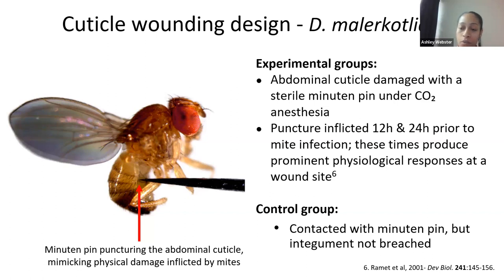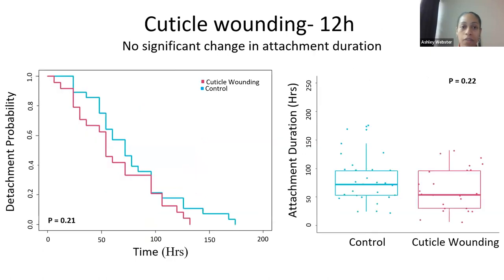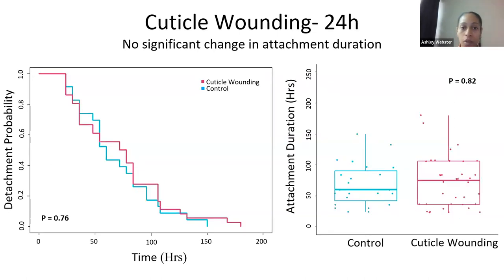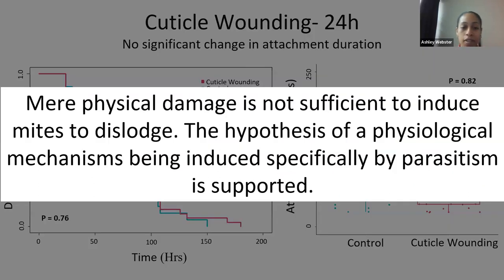Puncture was inflicted at 12 and 24 hours prior to infection. Based off of previous work, these are times that produce prominent physiological responses at the wound site. And our control groups were handled similarly, having contact with the minuten pin, but the integument was not breached. We found that at 12 hours, our cuticle wounding group, which is in pink, did not have a significant change in attachment duration. We also found similar responses at 24 hours, again, not being significant in attachment duration. Meaning that mere physiological damage is not sufficient to induce mites to dislodge. And the hypothesis of a physiological mechanism being induced specifically by parasitism is supported.